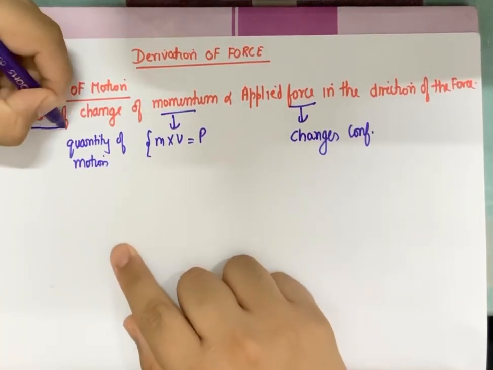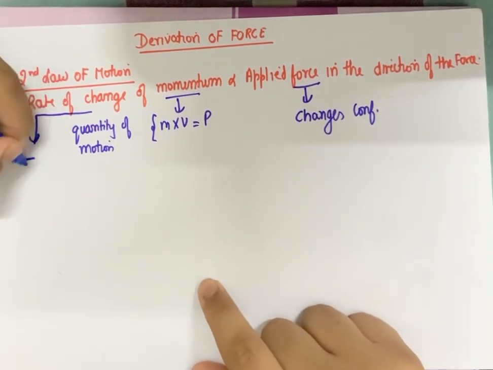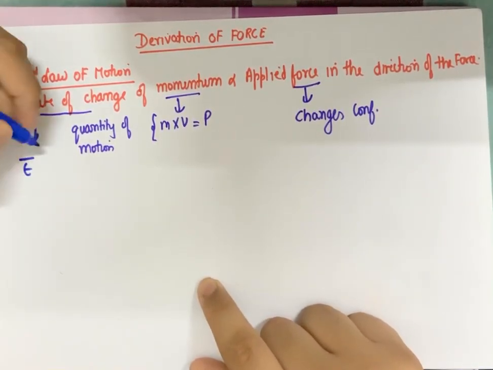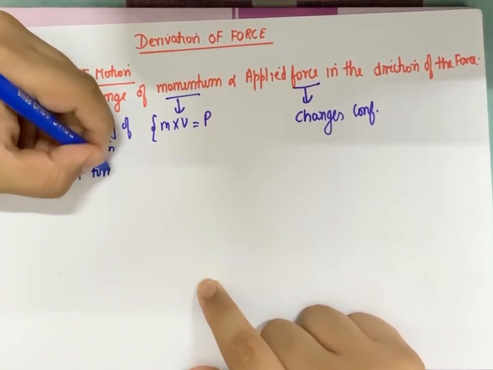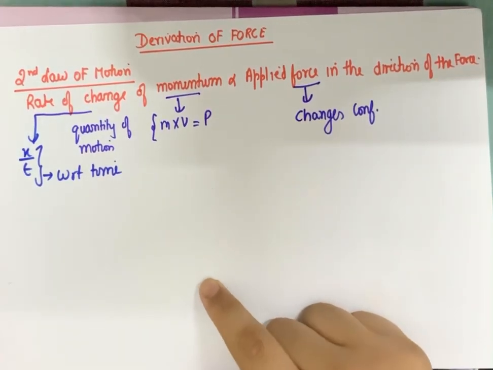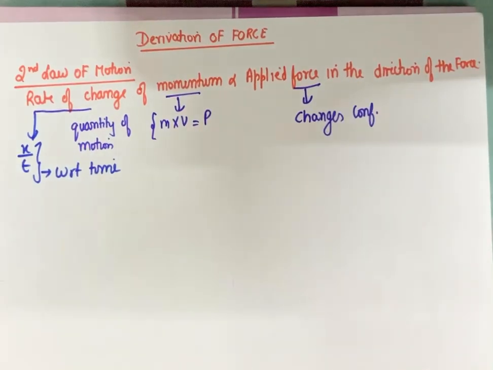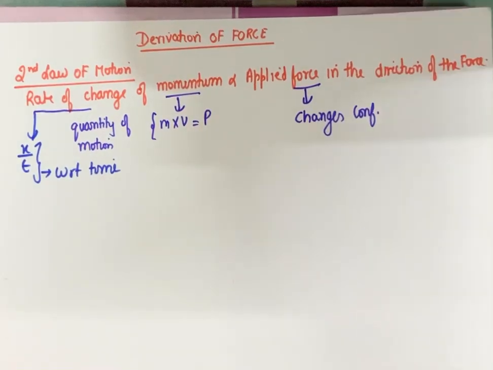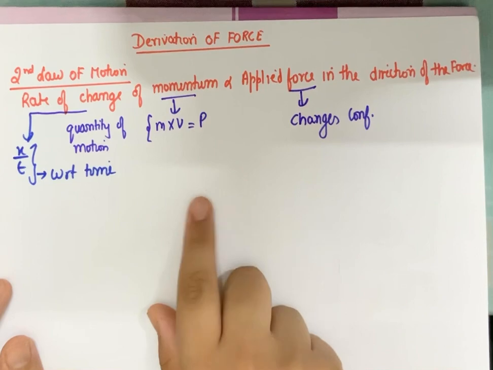Now the third important term here is the rate of change. What is rate of change? It is how something changes with respect to time. Whenever we talk about a rate, we are dividing by time. Suppose the rate of change of any quantity x is x upon t. So what we are finding is the rate of change of momentum with respect to time, which is directly proportional to the applied force in the direction of the force. From this second law of motion, we have to derive the formula.